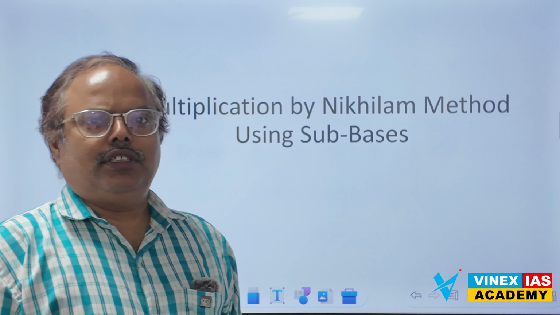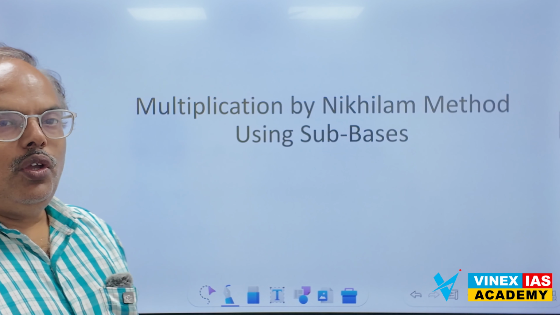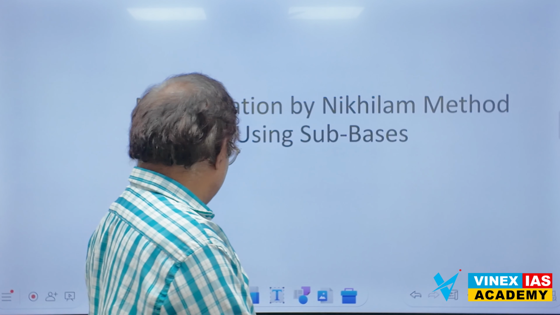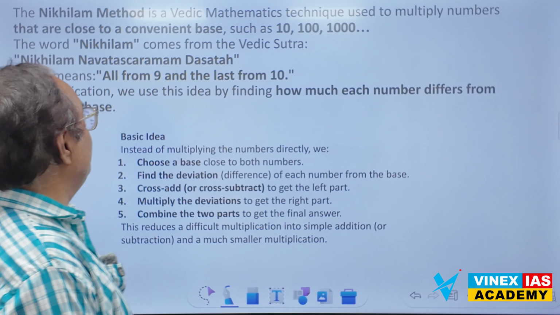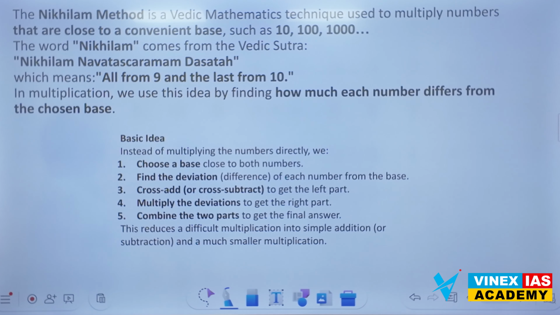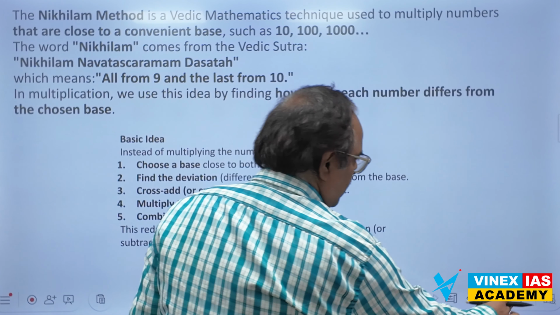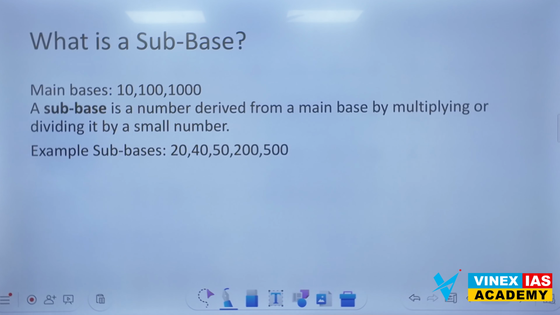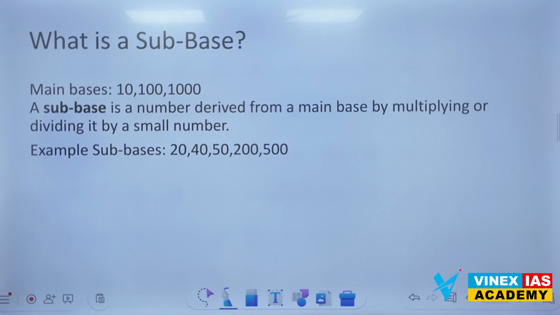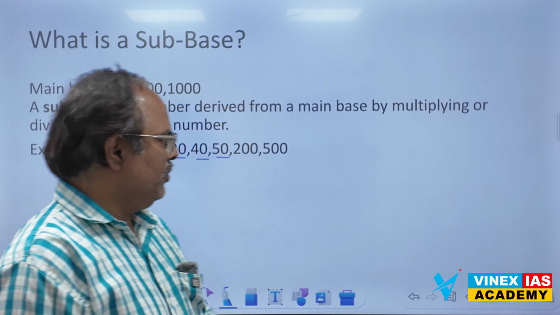Today you are going to learn how to do multiplication using the Nikhilam method, using subbases. Basically, in the Nikhilam method, the main bases are the numbers like 10, 100, 1000 and so on. Coming to the subbase, these are the numbers obtained by multiplying or dividing the main base, resulting in subbases like 20, 40, 500, 200, and so on.